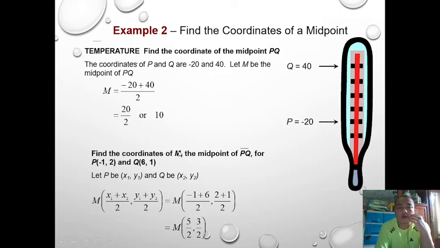Now, find the coordinates of M, the midpoint of PQ. P is (negative 1, 2) and Q is (6, 1). So we will use the midpoint formula. Add the x coordinates: 5 halves or 2.5. Add the y coordinates: 2 plus 1 is 3, 3 divided by 2 is 3 halves. So the midpoint of line segment PQ is (5 halves, 3 halves), or (2.5, 1.5).